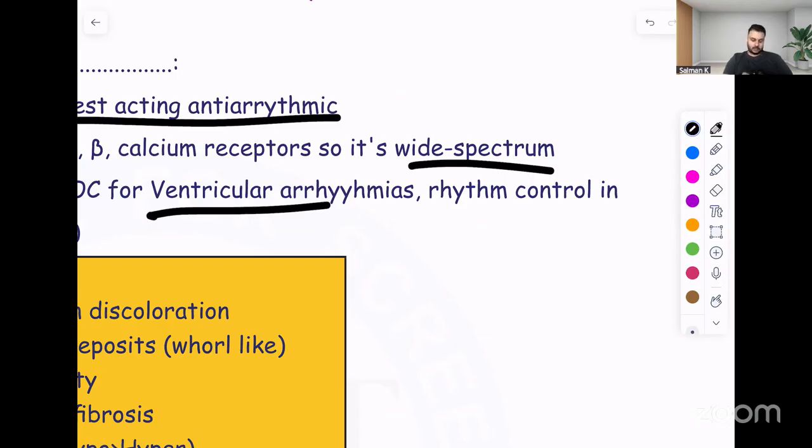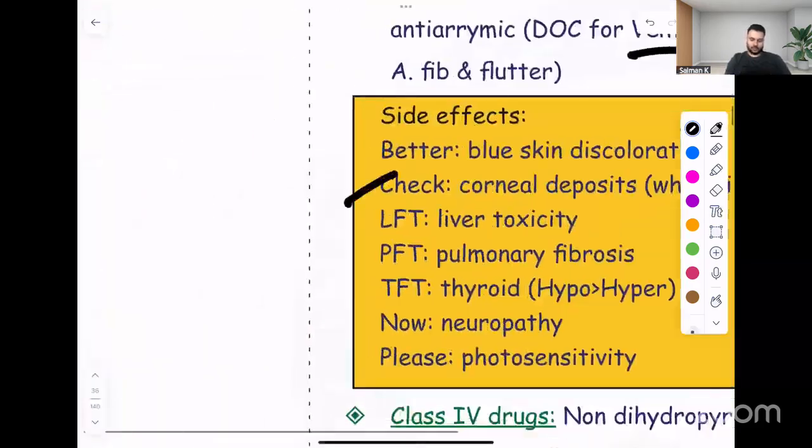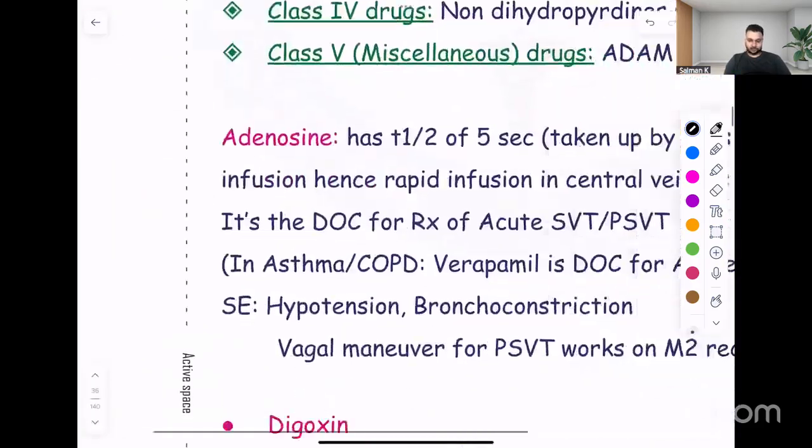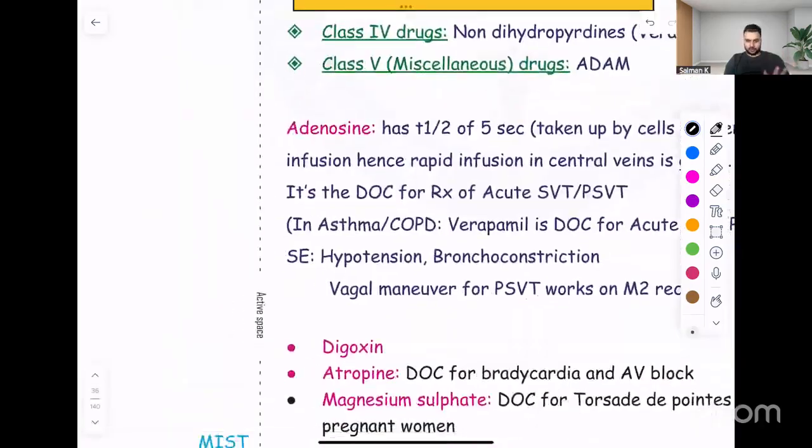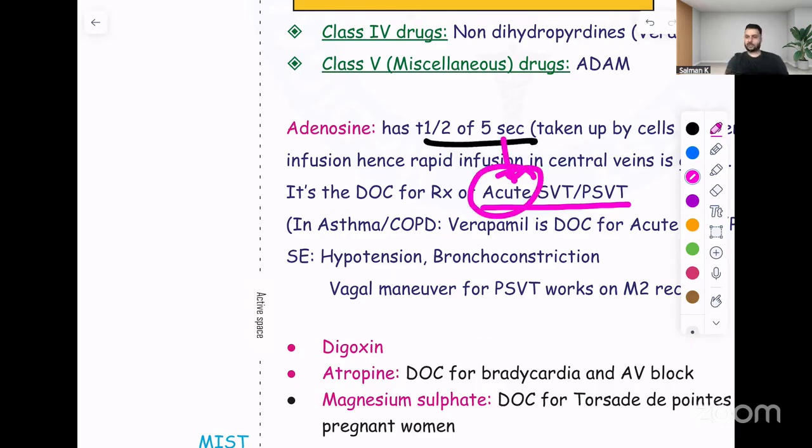Okay, now since this is done, do keep an eye on the side effects I made you highlight back then. As a reminder, there is a very repeated MCQ, adenosine, from this topic. Adenosine is a short-acting drug. To overcome this short action, I told you we give it in the central veins by a rapid push. This is the drug of choice for treating acute SVT or PSVT. Since it's short acting, it can only be used in the hospital. We can't discharge the patient on adenosine.